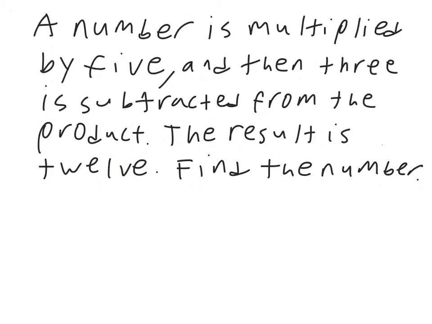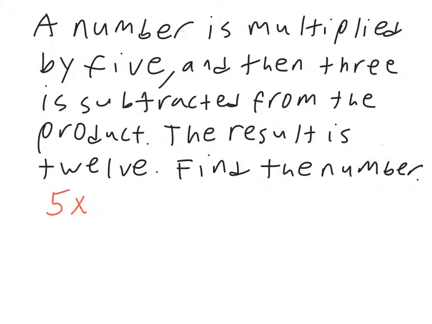Alright, now let's deal with some different kinds of word problems. So a number is multiplied by 5, and then 3 is subtracted from the product. The result is 12. Find the number. So a number is multiplied by 5. So remember, a number means you're plugging in some sort of variable here. So let's say we have 5 times x. A number is multiplied by 5. So 5 times x, or just 5x.